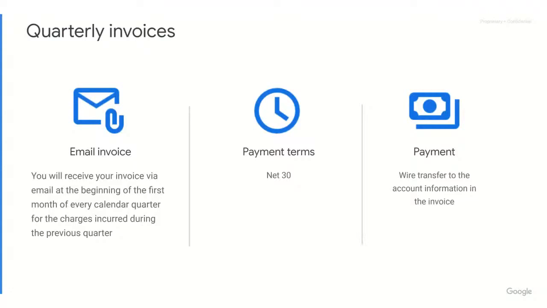Again, the terms are net 30. And the payment will be done via wire transfer to the account information that's shown on the invoice. So when you get the invoice, there'll be some wire transfer information, and you'll just send us the money that way.